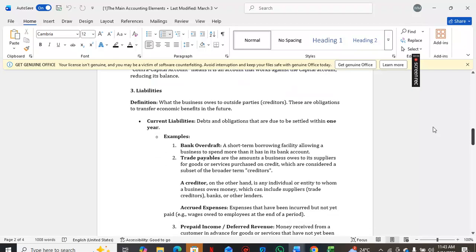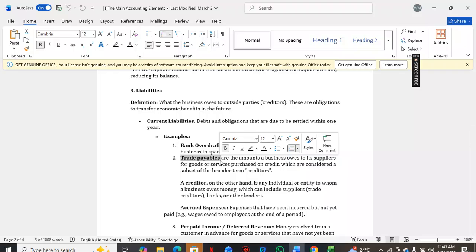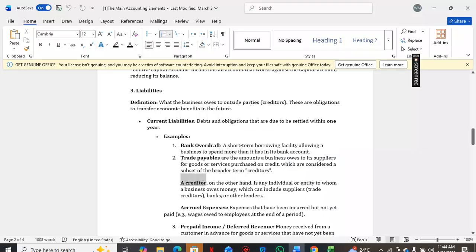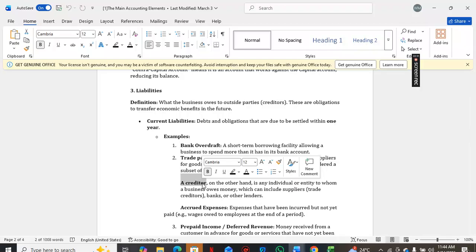So amongst the current liabilities, we've got bank overdrafts, where you borrow more than you have in your account. You've got trade payables. These are people you owe money, like your suppliers. You have to pay them within the year. Trade payables, you also see them called creditors.